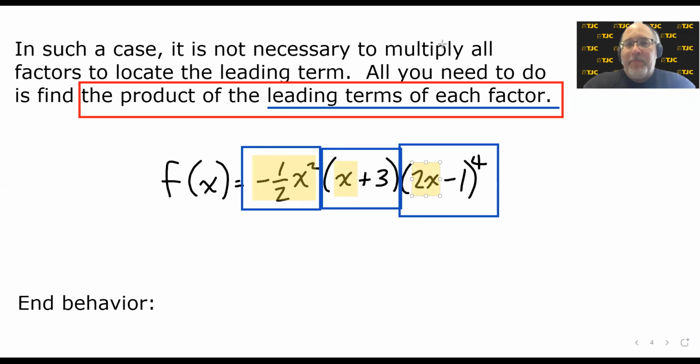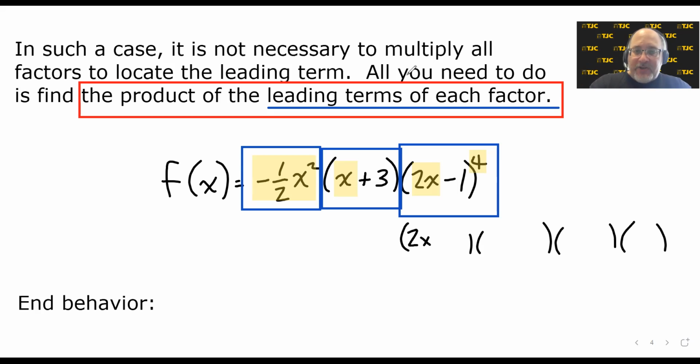Now, here's where you got to be careful. If you are grabbing a leading term from a factor, and that factor has a power on it, like this 4, then it's necessary to use that as well. And the reason is that 4 means I would write this parentheses 4 times: 2x minus 1, 2x minus 1, 2x minus 1, 2x minus 1. So if I were to locate the leading term in all of those factors, it would be 2x, 2x, 2x, and 2x. It would be 4 of them. Well, if there's 4 of them, I can just raise 2x to the 4th power.